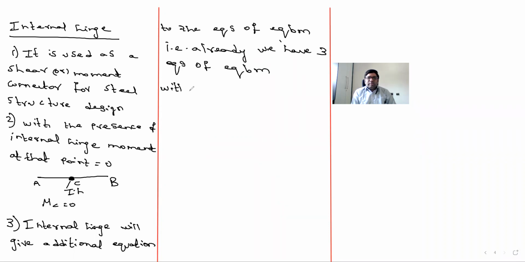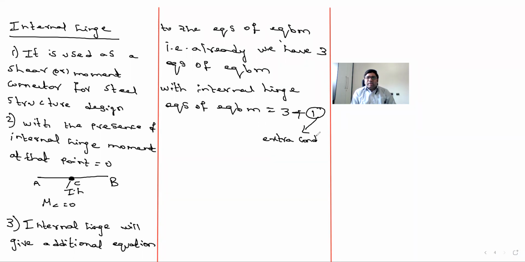With an internal hinge, the equations of equilibrium will be equal to 3 plus 1. So this 1 is the extra condition. Therefore, it is equal to 4. Okay, it is as simple as that. Whenever there is an internal hinge, you will have an additional equation of equilibrium, and that will be 4.